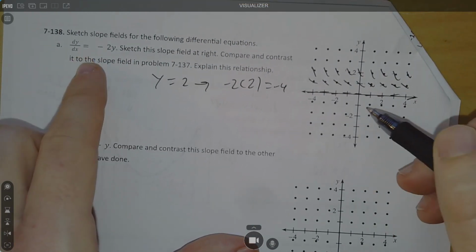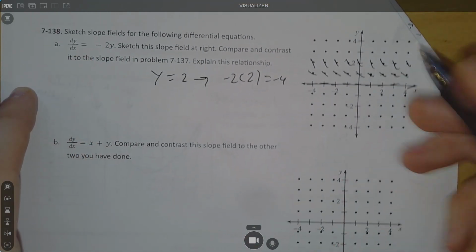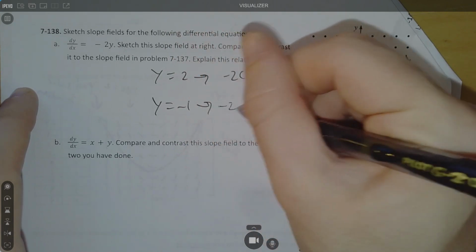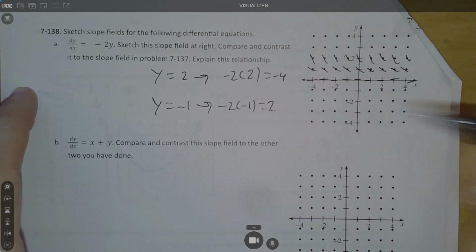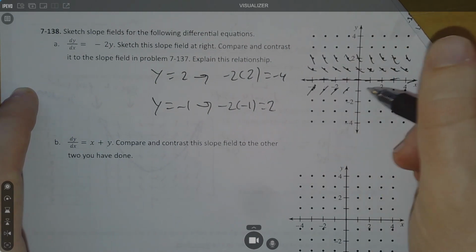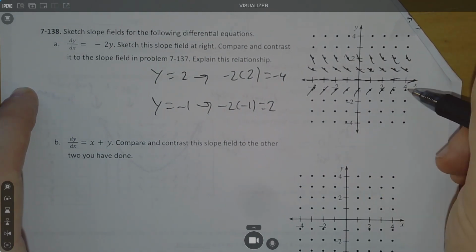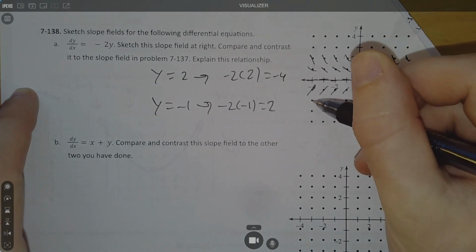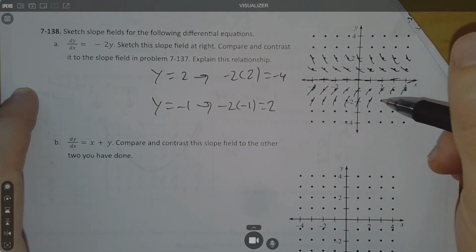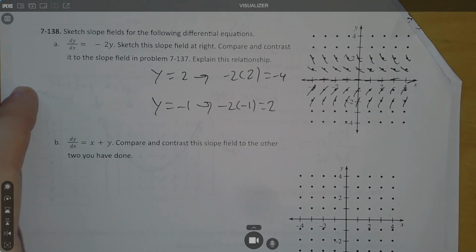How about down here? My x value is -1, y value is -1. Plug that in. -2 times -1 is 2, so it's going to be this positive slope, like this. Right? And then we're going to go down to -2, so my slope is going to be +4. So it's going to be steeper, like this. Okay? Got it? That's a slope field.